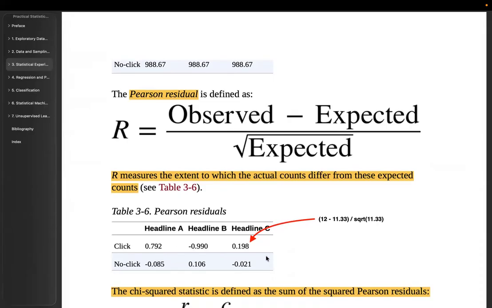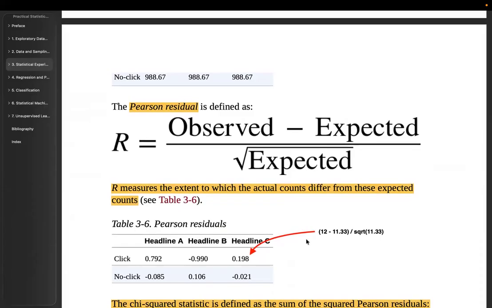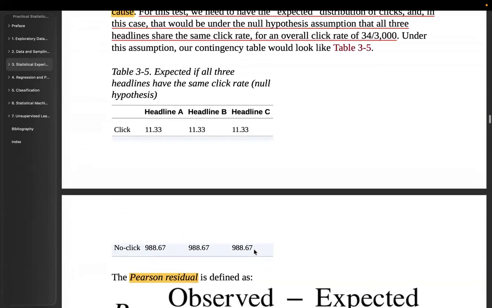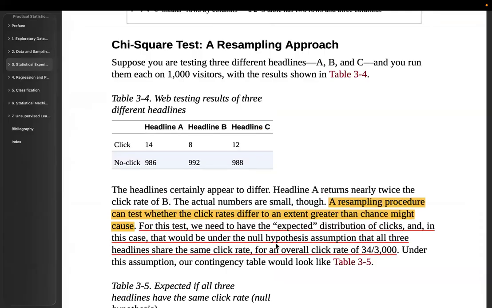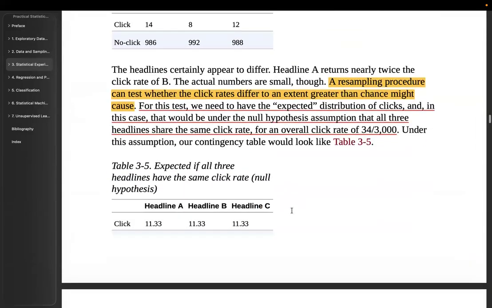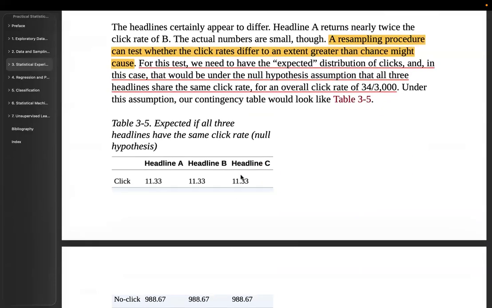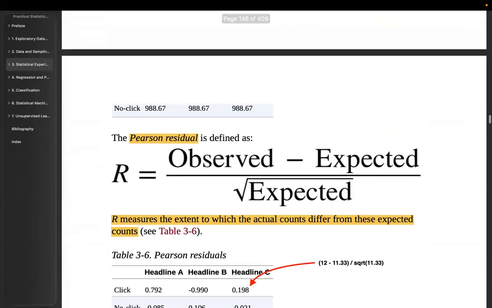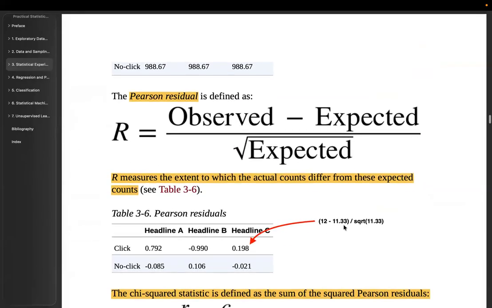How did we get these numbers? We just use that formula. For example, how did we get this number? Observed, in this case, is 12, minus the corresponding expected, 11.33, divided by the square root of 11.33. 12 minus 11.33 divided by the square root of 11.33, and you get that.